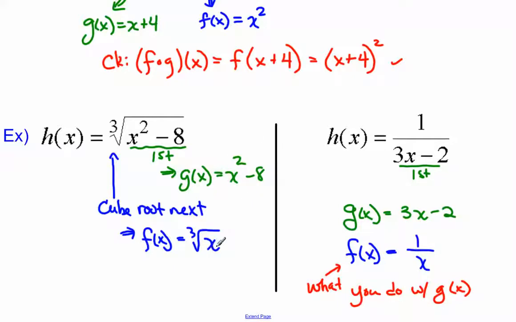h of x is equal to a fraction, okay, 1 over 3x minus 2. Well, again, think about if I put a number 5 in there, what would I do first? I'd have to calculate this denominator. So let's let g of x be the 3x minus 2 denominator. What's f of x? Well, it's telling me whatever I have to do. I want to do 1 divided by that answer, 1 over x.